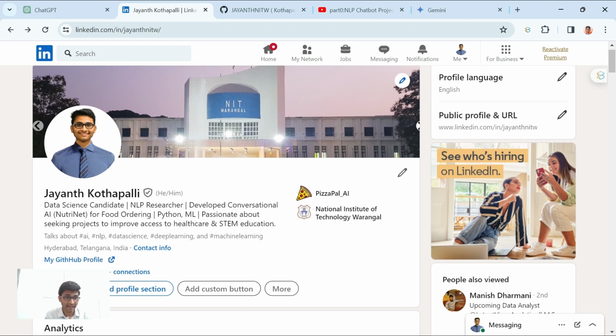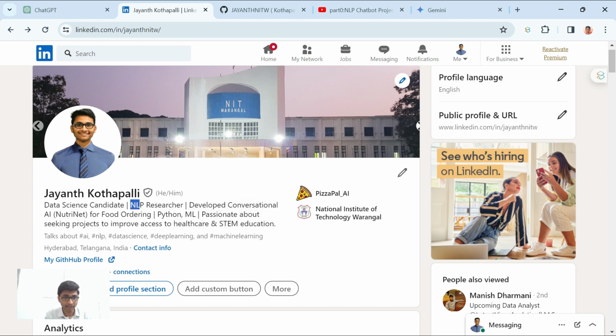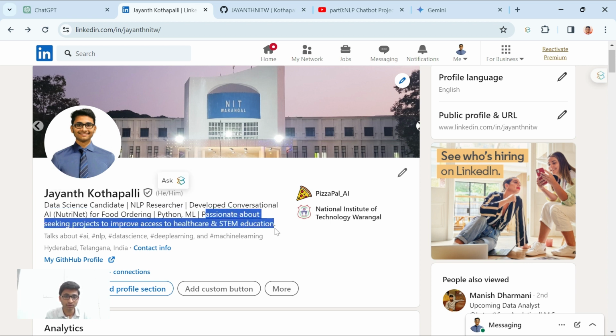And then comes the headline. Very, very important, guys. Here is where the LinkedIn algorithm works. See the keywords: NLP, Python, ML, developed, conversational. These are all the keywords, and it is also well structured. Data science candidate, what I want to be. NLP researcher, what I am doing. Developed conversational chatbot, what I have done, and my skills, and what I'm passionate about. And it is very specific, as you can see on the screen.